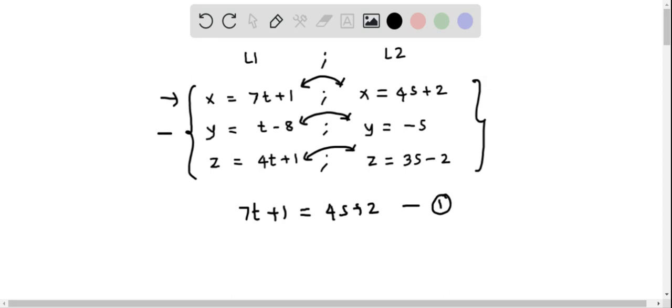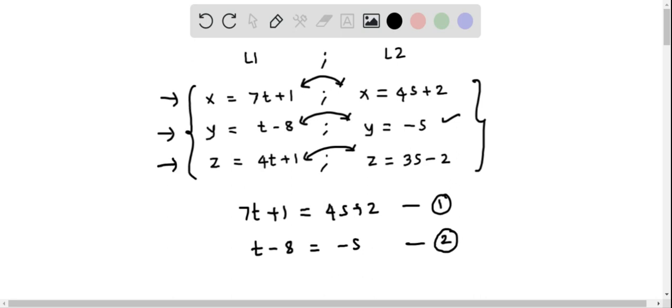And now I'm going to equate the y to y. So we have y equals t minus 8. So that means we will have another equation, that is t minus 8 equals, here for line 2 we have y equal to negative s. So I say that t minus 8 equals negative s. Let's say this is equation number 2.